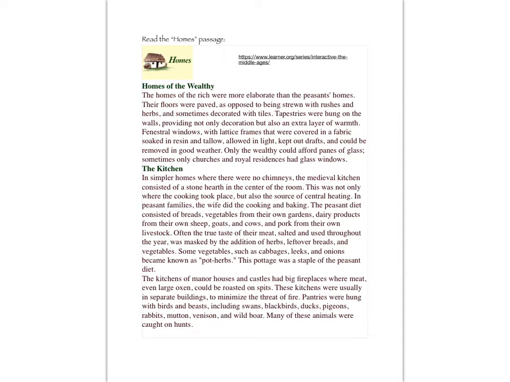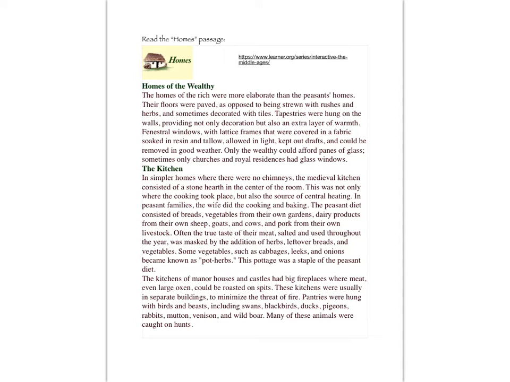Homes of the wealthy. The homes of the rich were more elaborate than the peasants' homes. Their floors were paved as opposed to being strewn with rushes and herbs and sometimes decorated with tiles. Tapestries were hung on the walls, providing not only decoration, but also an extra layer of warmth. Fenestral windows with lattice frames that were covered in a fabric soaked in resin and tallow allowed in light, kept out drafts, and could be removed in good weather. Only the wealthy could afford panes of glass. Sometimes only churches and royal residences had glass windows.